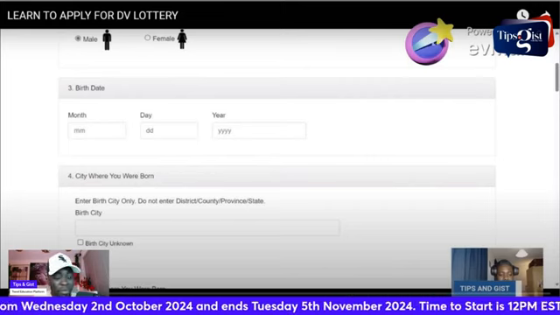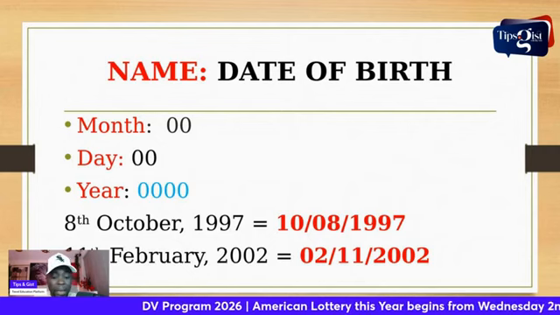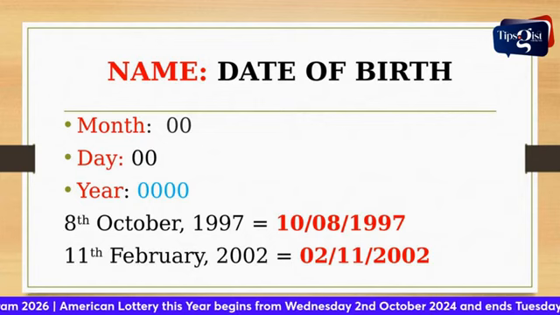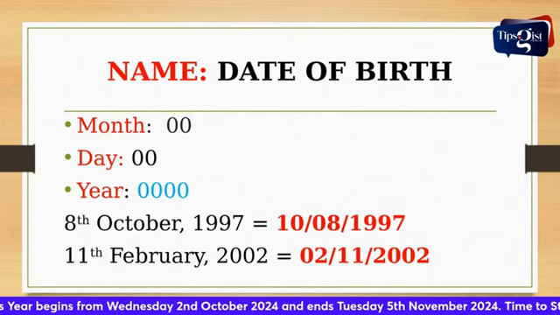If you are born on the 21st, 21. All right. The year is 1994, 2002, because it's 4 digits. So you don't have problem. Now, this is an example. You can see 8th October, 1997. It is written 10 because October is the 10th month. So 10 first, then 8th goes in the middle, 08, then 1997 follows.